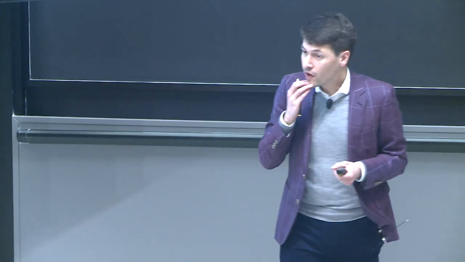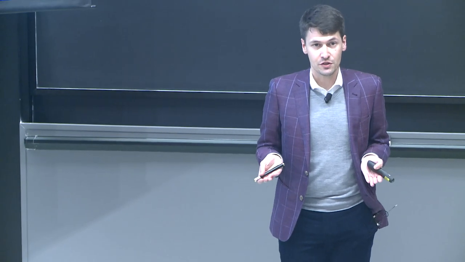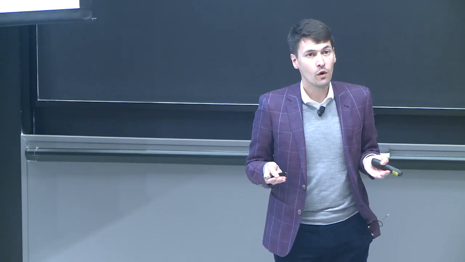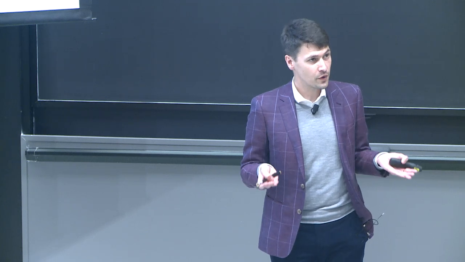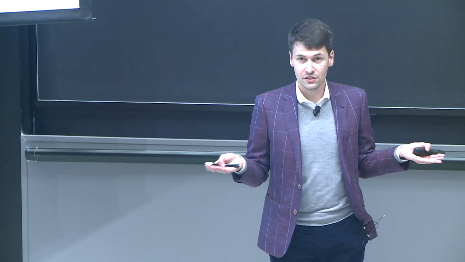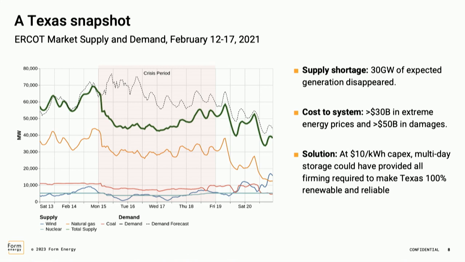There are other motivations or other ways of visualizing these problems. One example is extreme weather events. This is a weather event from 2021 in the Texas grid. It was a polar vortex event, which was in the news quite a lot, and there was a several day period where 30 gigawatts of generation capacity went offline.